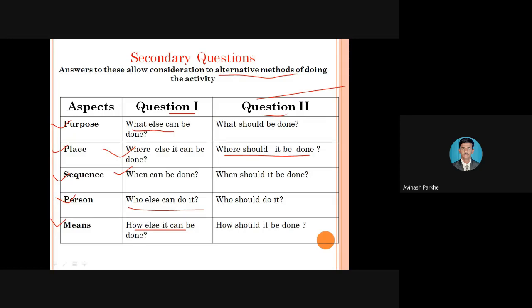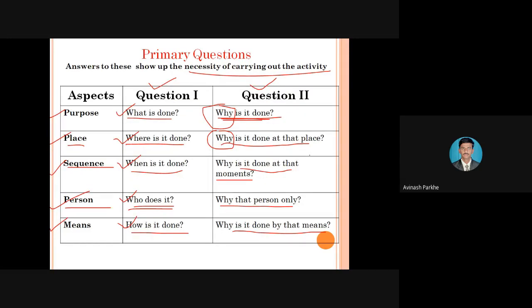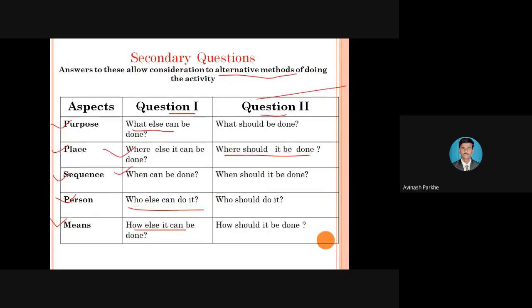Therefore the primary question is related to the question asked during the modification going on. If I am doing the modifications, during those modifications I am asking all the primary types of questions, but after the modification also, if that modified method is not acceptable, then I have to select an alternative method. During the alternative selection of methods, the types of questions that will be asked are called secondary questions.